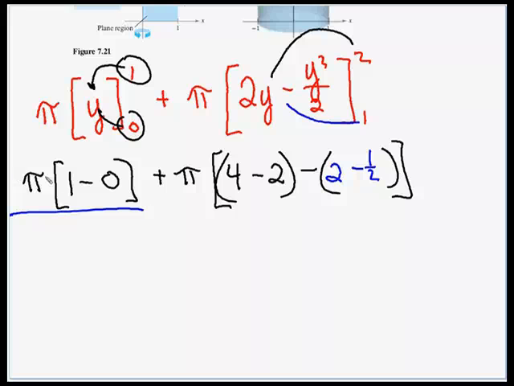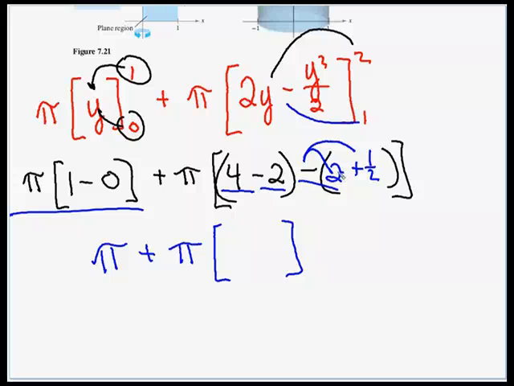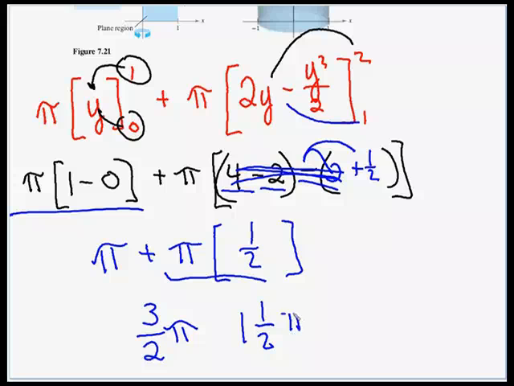So the first chunk here, pi times 1 minus 0 is just pi, plus we're going to have pi times whatever comes out of these brackets. Well, if we distribute this 2, it's going to be a negative 2, and it's going to turn this into a plus a half. Well, 4 minus 2 is 0, so that's gone, and we're left with a half times pi. So pi plus a half pi is 3/2 pi, or 1 1/2 pi, or 1.5 pi.